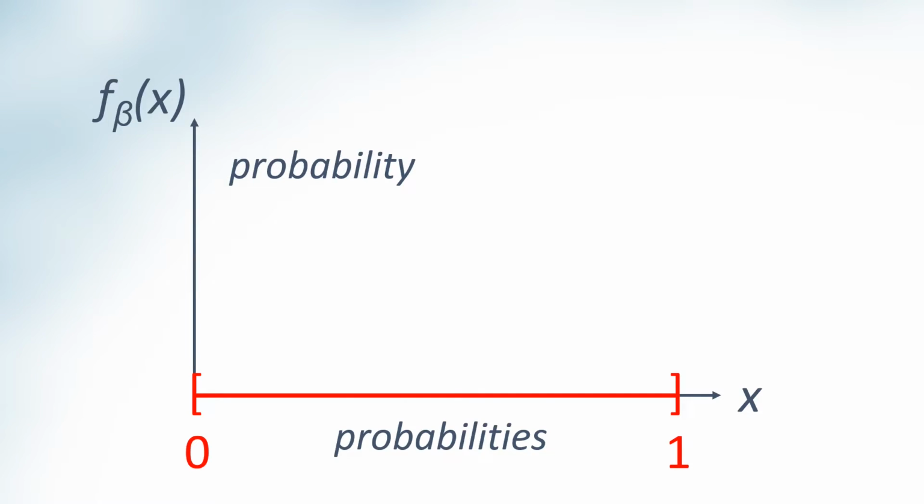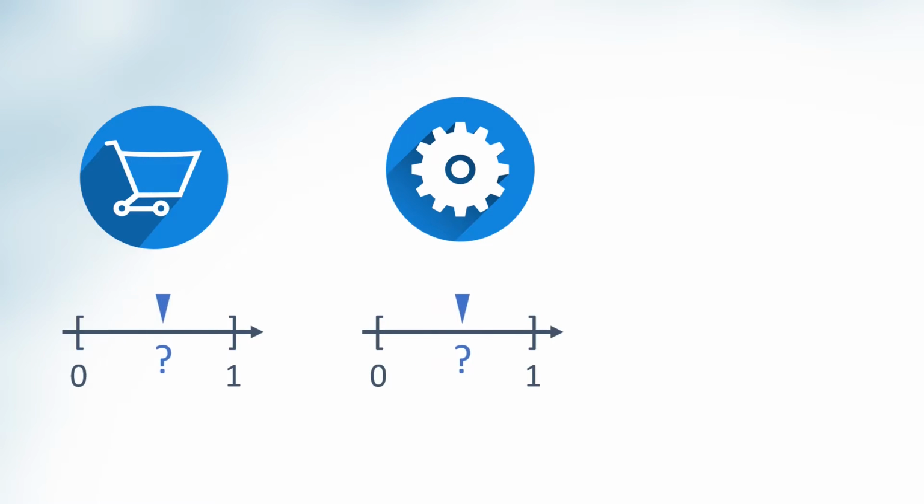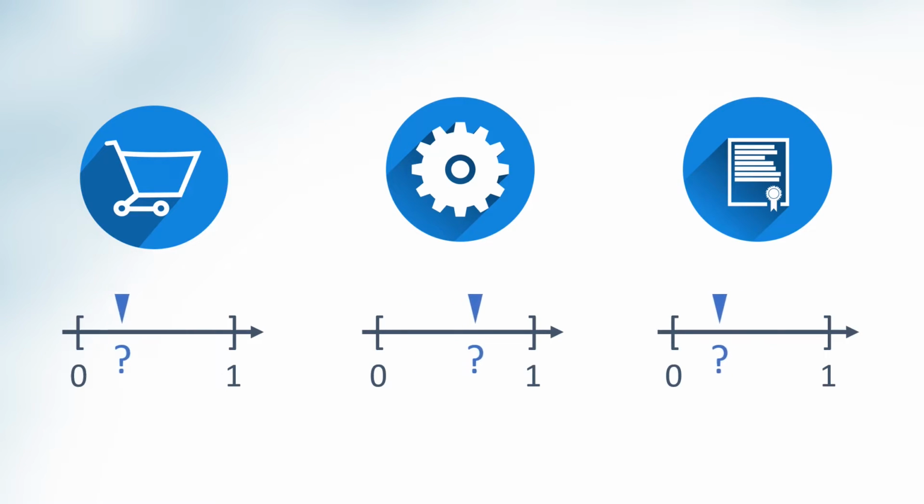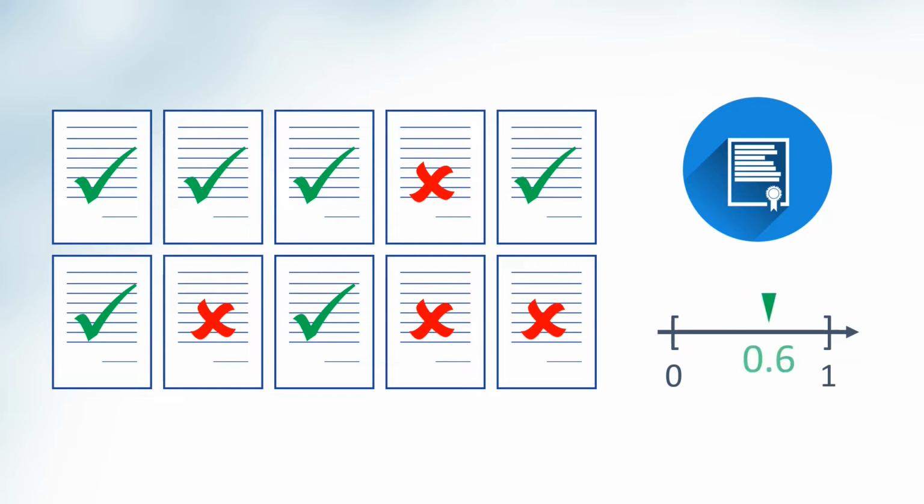For example, we might be interested in understanding the likelihood of a person choosing a specific brand, the probability of a machine producing a defective item, or a business partner's likelihood of accepting a contract proposal. Let's explore that last example a bit more for a better understanding. Imagine we have sent a business partner a total of 10 proposals, of which he has accepted 6 and rejected 4. Naturally, we would conclude that this partner's acceptance probability is 0.6.